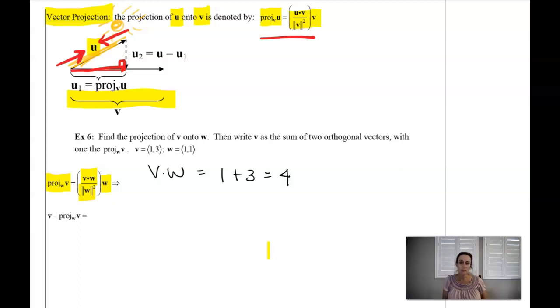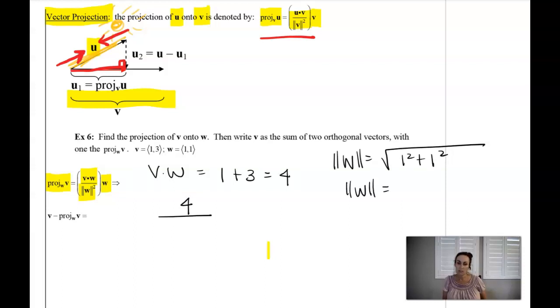So the numerator is going to be 4. And then the denominator is going to be the magnitude of W. The magnitude of vector W is going to be the square root of a squared plus b squared, so 1 squared plus 1 squared. So the magnitude of W is going to be the square root of 2. So I have V dot W on top, the square root of 2, which is the magnitude of W, and then you square it. And then this is going to be multiplied by vector W, which is 1, 1.